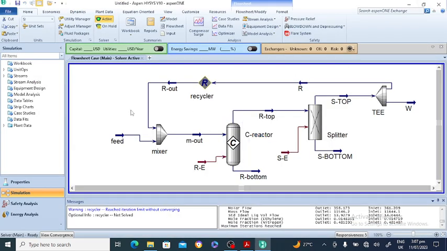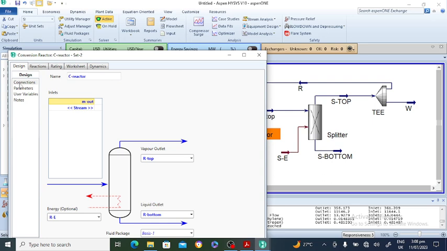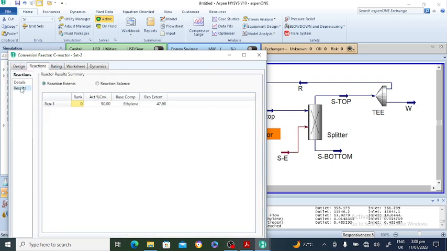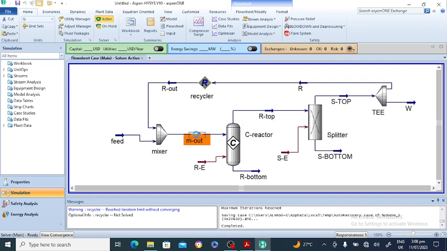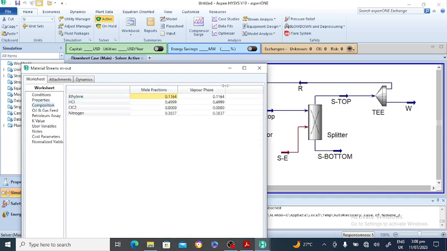Now what will be its effect? Go to the stream, it is 1 kilomole per hour. Now go to the reaction and go to the results to see the conversion. It is 90 and 47.9. The reaction extent was increased. In the bottom, the composition here is 11% ethylene and 49% and 3.